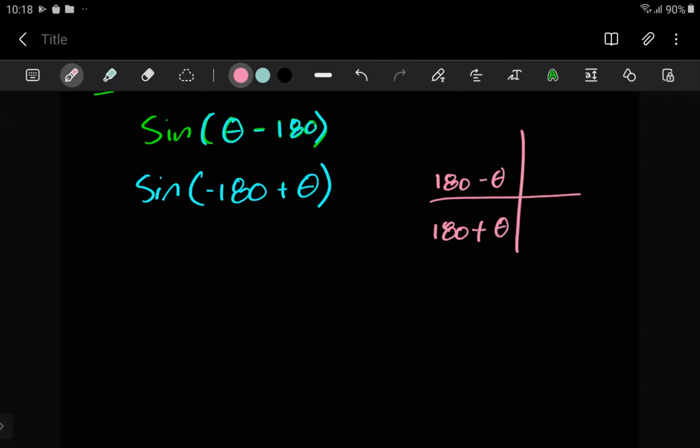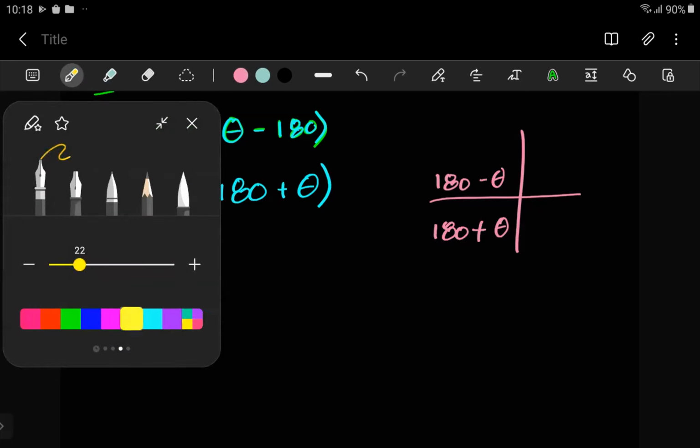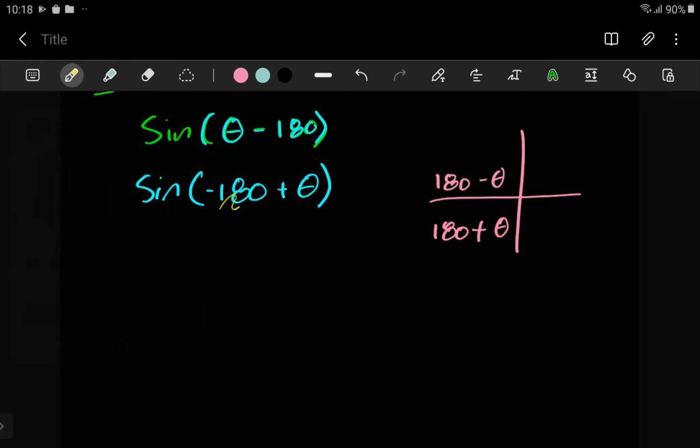So this minus 180 is making life a bit difficult for us. What you would do in this situation is, in this bracket here, take out a minus. So you'll have sine. If you take out a minus here, you'd have a positive 180, and then here you'd have a minus 180. You see it? I see it.